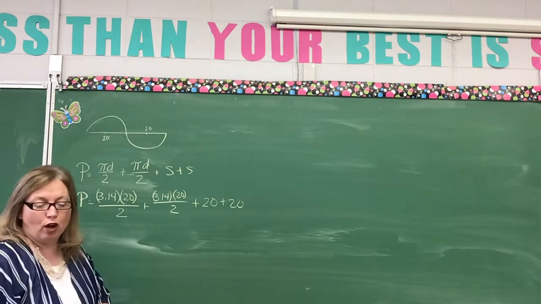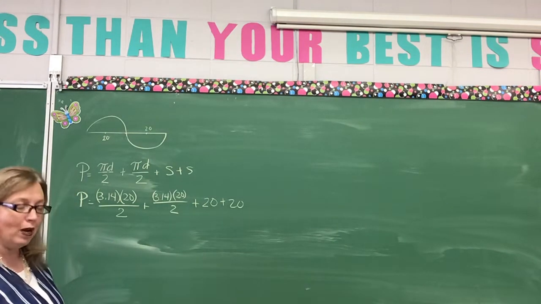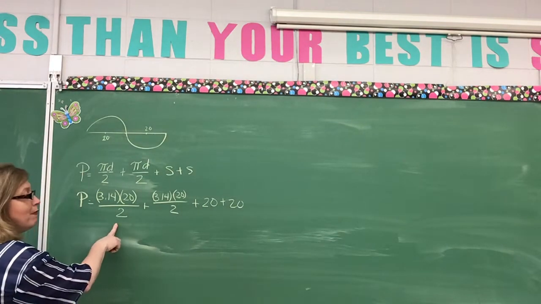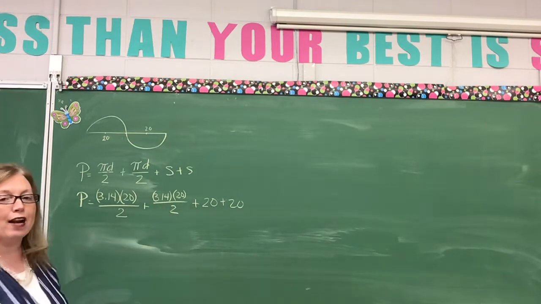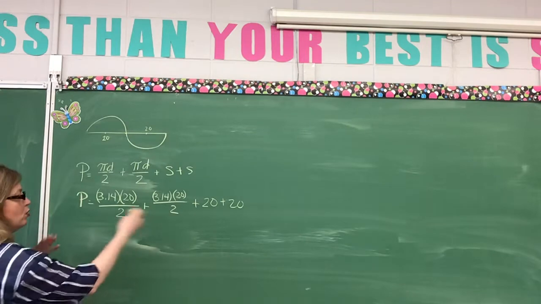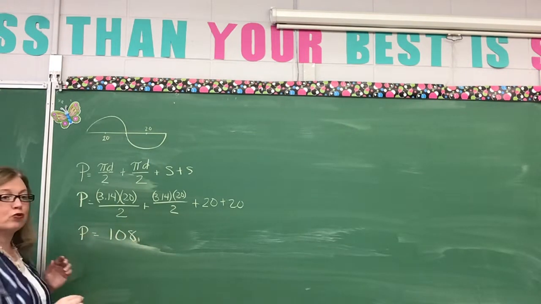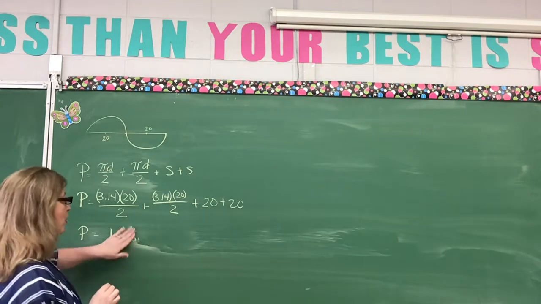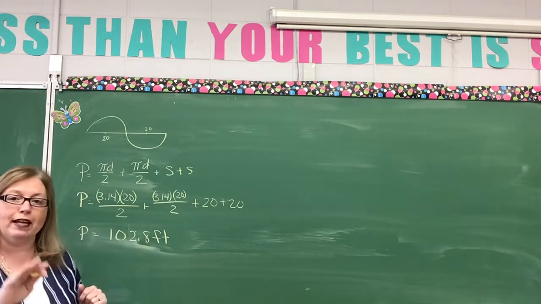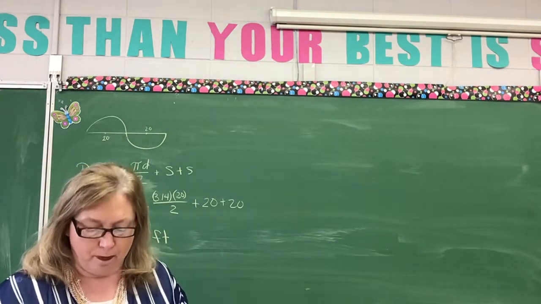Now we simply solve our problem. So we're going to say 3.14 times 20, then we're going to divide it by 2, and we're going to add our 20 and our 20. And when you solve all of this out, when you do the math of all of it, our perimeter is 102.8 feet. Now, it's feet, not feet squared, because we're only looking for perimeter, okay?